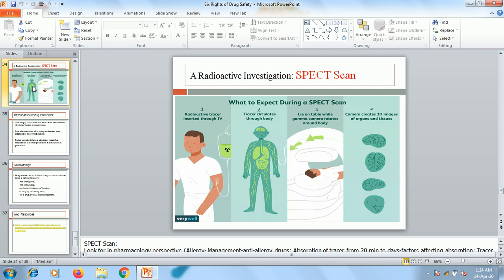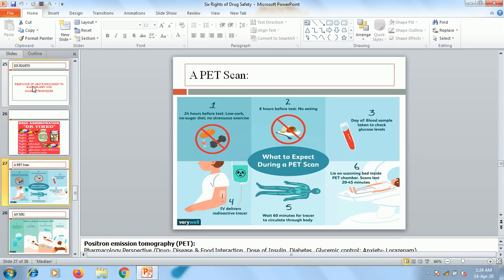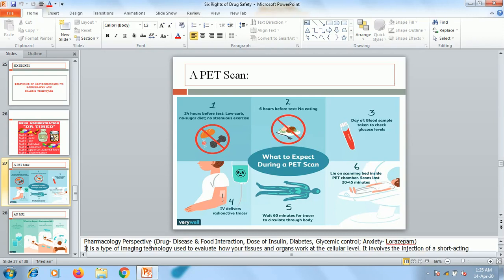So for example, we will take an example of PET scan. What does the PET stand for? It stands for positron emission tomography. And what is the relevance to the pharmacology perspective? What is the relevance with this topic? The drug, disease, food interaction, dose of insulin, diabetic patient, glycemic control, anxiety.